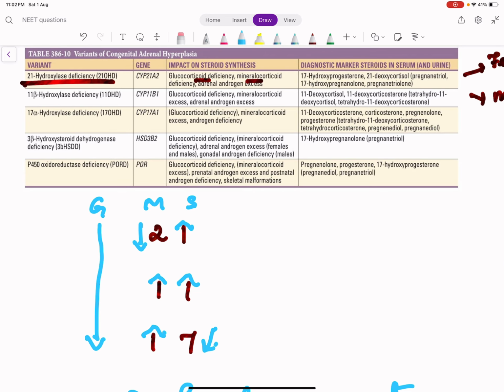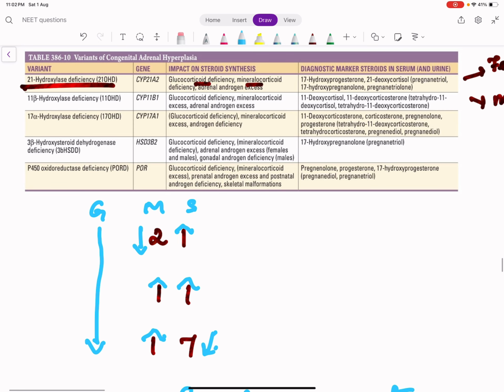Right? Whenever there is one, you just put an up arrow and try to read it. Okay, so 21 alpha hydroxylase, maybe you can remember. There is low glucocorticoid, low mineralocorticoid, and increased sex steroid. So it causes hypotension, shock, renal failure, as well as failure to thrive in pediatrics, and there will be gender diagnosis issues.